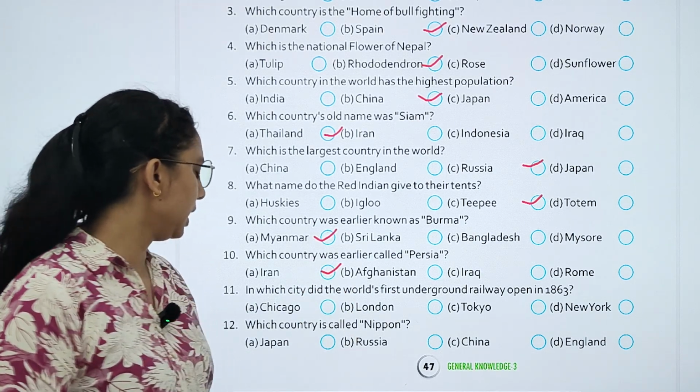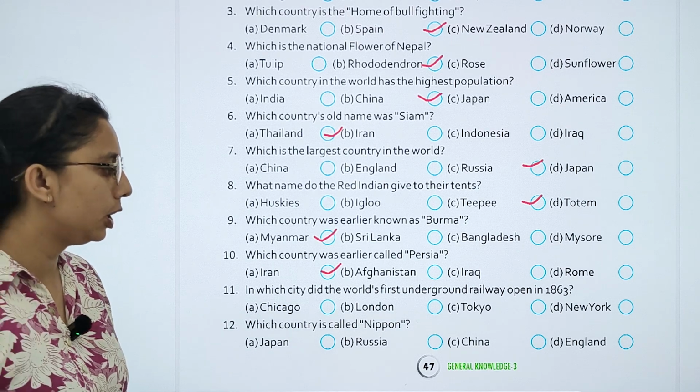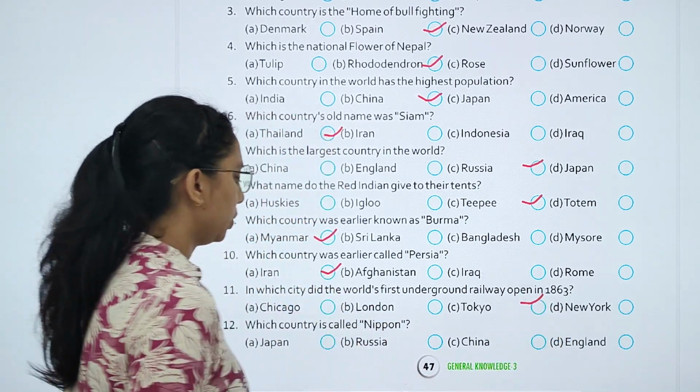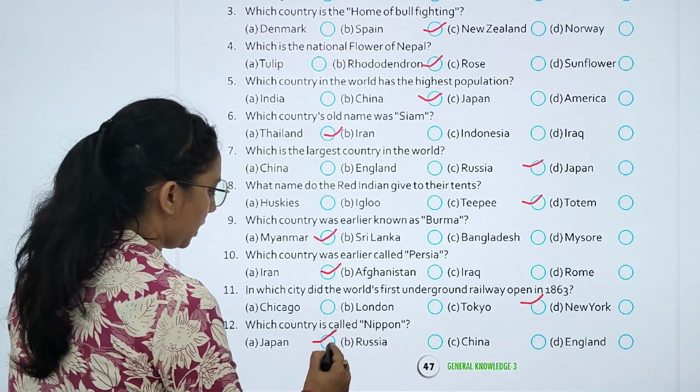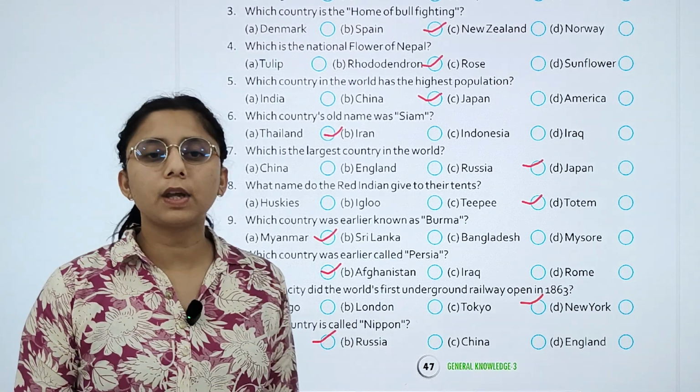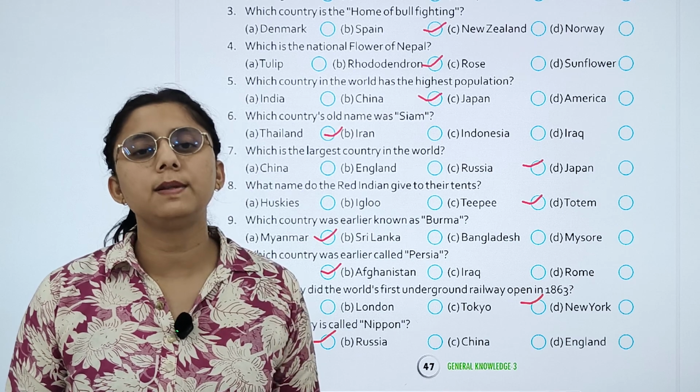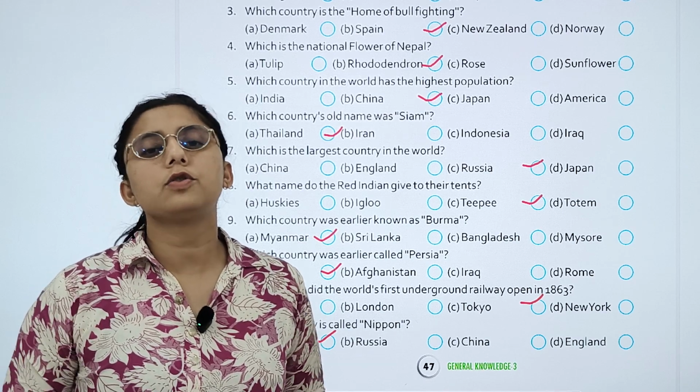Next is in which city the world's first underground railway opened in 1860? That is London. Nippon, that is Japan. Right, now our unit 5 has been completed. Hope you understood. Now we will meet in the next class. That's all for today. Thank you.